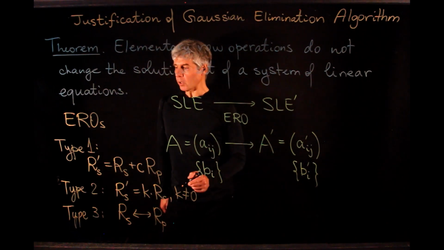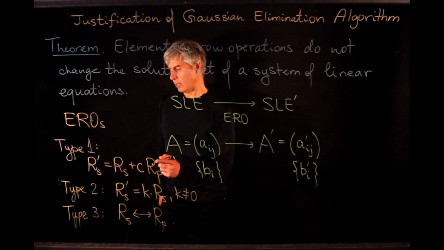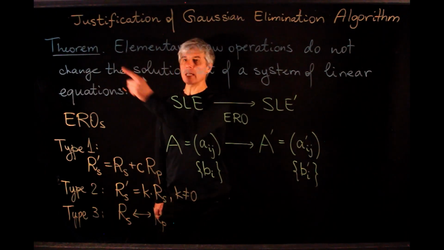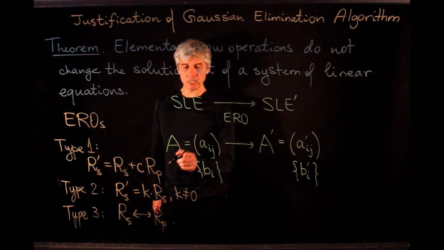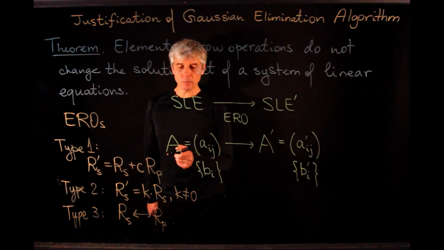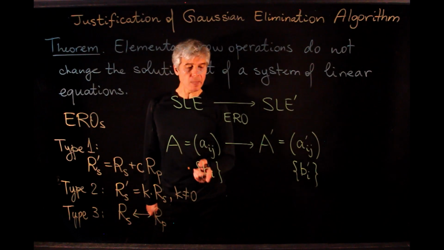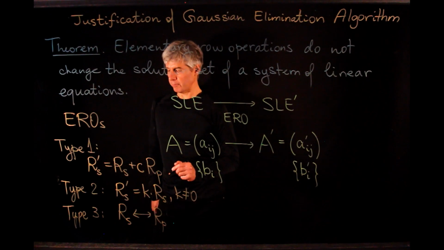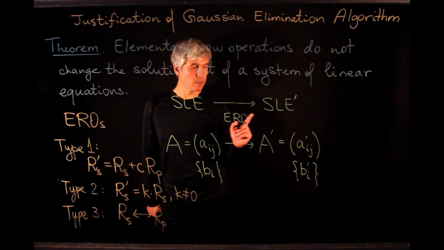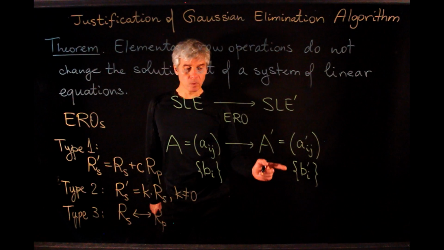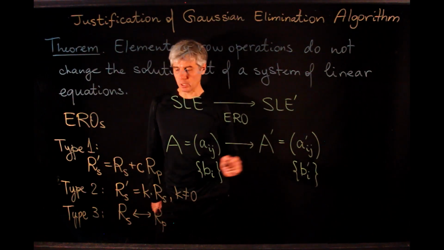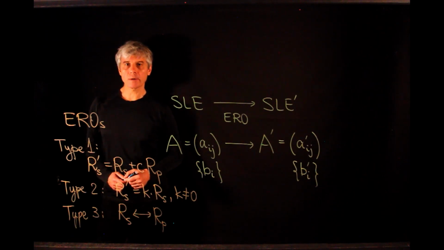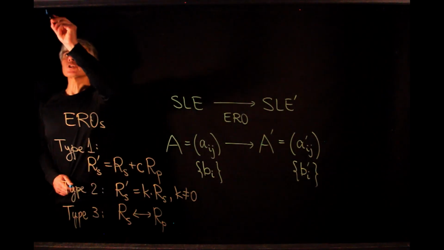What we need to show is that for elementary row operations of these three types, the statement of this theorem holds. This means that if we take any system of linear equations with an arbitrary augmented matrix and apply one of these three types of elementary row operations, then the resulting matrix will have exactly the same solution set. This is what we need to show. We'll split the proof of our theorem into two steps. The first step is the following lemma.